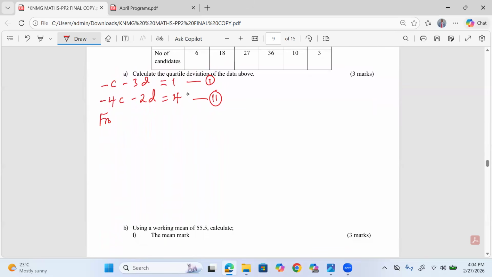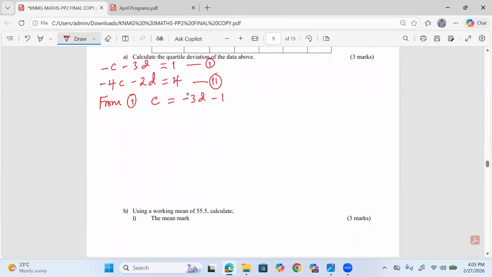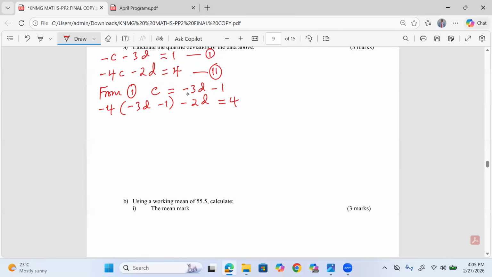So from the first equation, the value of C, when you take C to the right, it will become positive. So that we have negative 3D, then minus 1 is also taken to the side. So with this, now we can talk about negative 4, and instead of C, negative 3D minus 1 minus 2D, this is equal to 4. That is the second equation now. Positive 12D, positive 4 minus 2D, this is equal to positive 4.